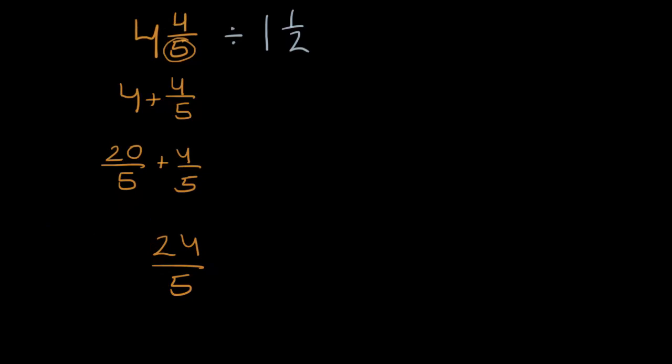And so this is the same thing as 24/5 divided by, we do the same idea. 1 1/2 is the same thing as 1 plus 1/2. 1 is the same thing as 2 halves plus 1/2. And so that's going to be, add the numerators, 3 halves. So just like this, we're able to rewrite our expression as 24/5 divided by 3 halves.